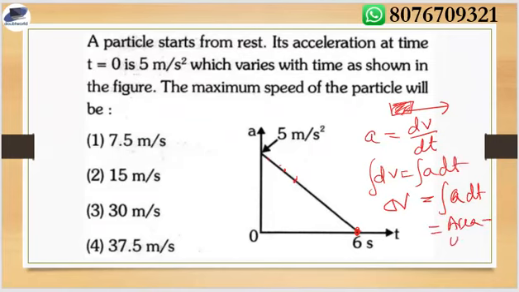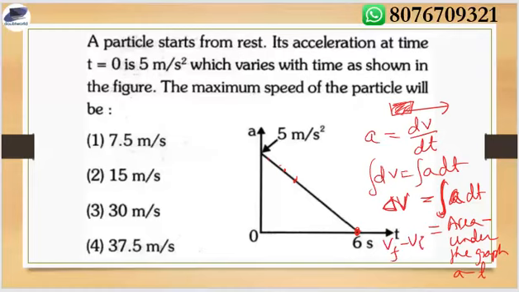Area under the graph a-t. This is the graphical meaning of integration. Integration of a dt means it is the area under the graph a-t. And this is equal to del v. Del v means what? V final minus V initial.